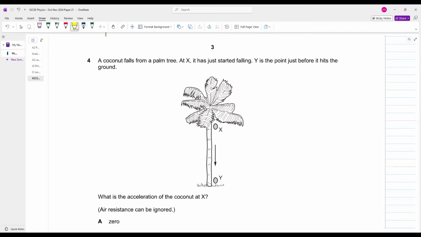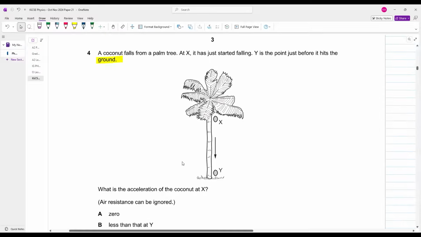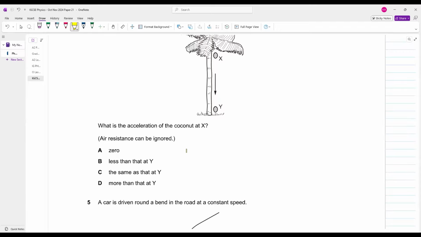A coconut falls from a palm tree. At X, it has just started falling. Y is the point before it just hits the ground. Okay, at X it has started falling, at Y it just hits the ground. What is the acceleration of the coconut at X? Air resistance can be ignored. Whenever air resistance is ignored, what is the value of acceleration?